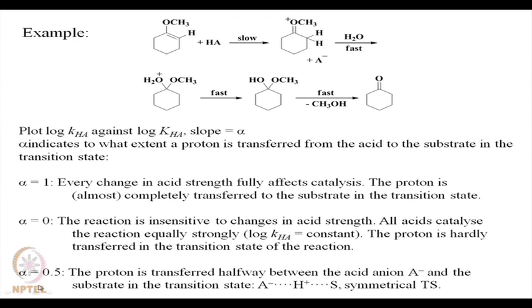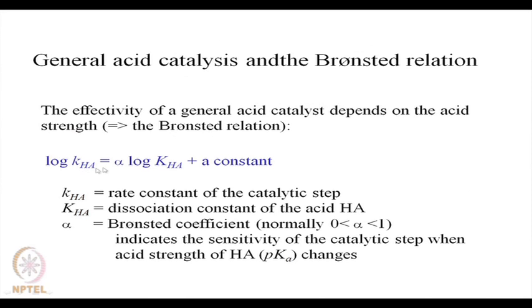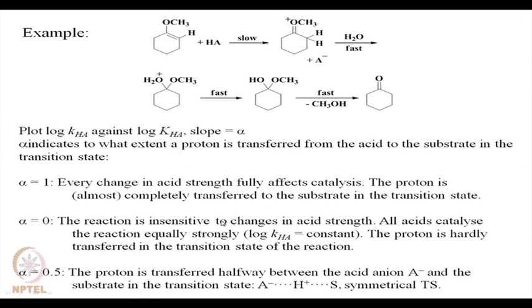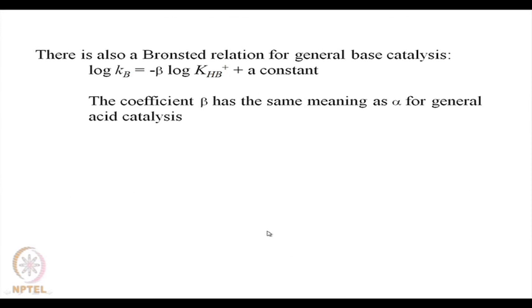And if it is 0.5, that means log K H is equal to 0.5 log capital K H A plus constant, then the proton is transferred halfway between the acid anion and the substrate in the transition state. So, the transition state is symmetrical, it looks like this. There is also a similar relation for general base catalysis for Bronsted. It is log Kb is equal to minus log K Hb plus constant. So, the coefficient beta has the same meaning as alpha for the general acid catalysis.